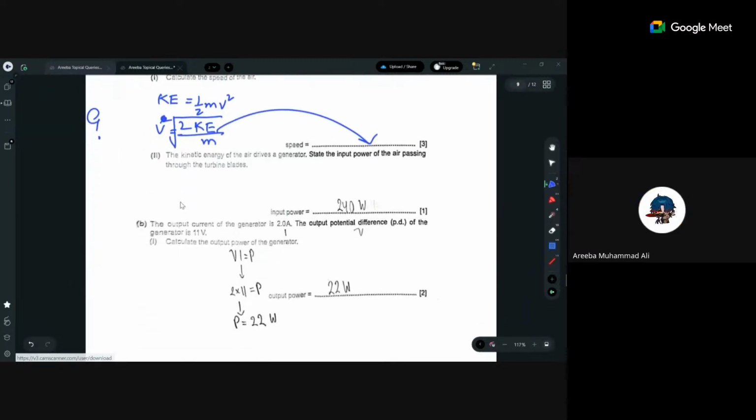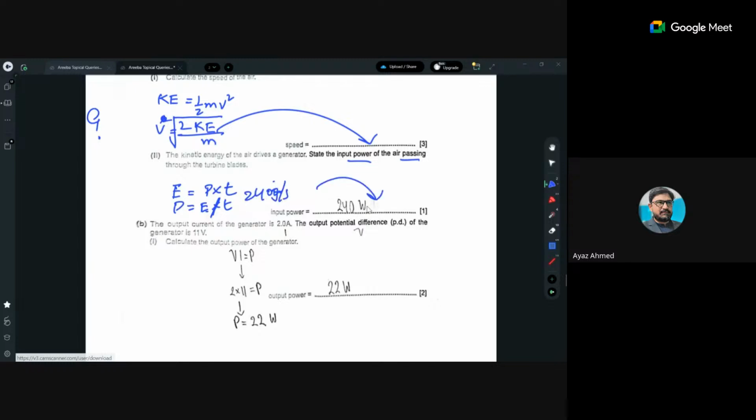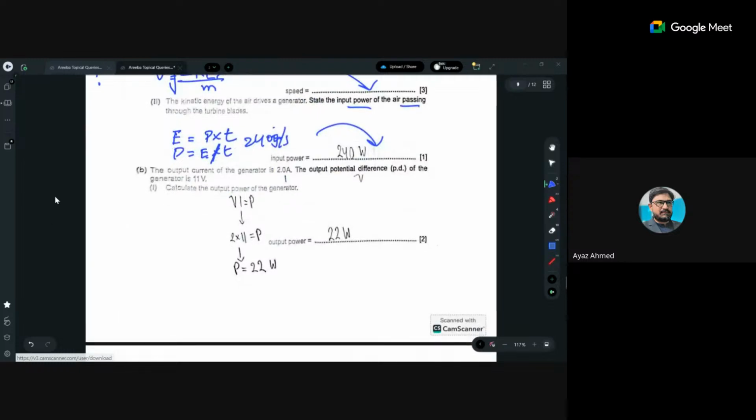Yes, sir. Then it says the kinetic energy of the air drives a generator; state the power of the air passing through. You know that energy is equal to power into time, and power is equal to energy divided by time. The energy given is 240 joules per second, so it is 240 watt actually. So that is why it is correct.